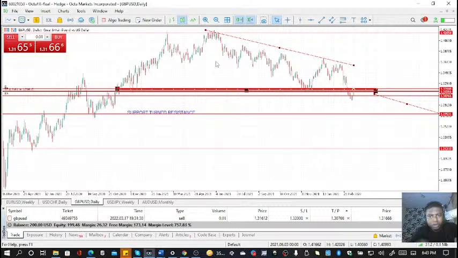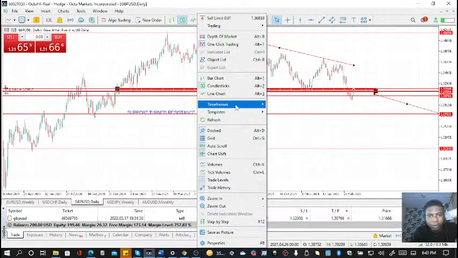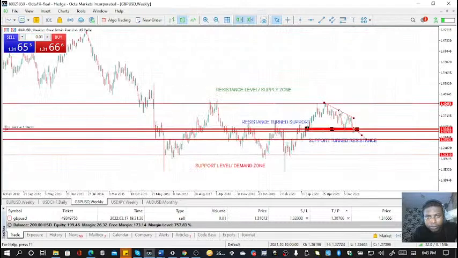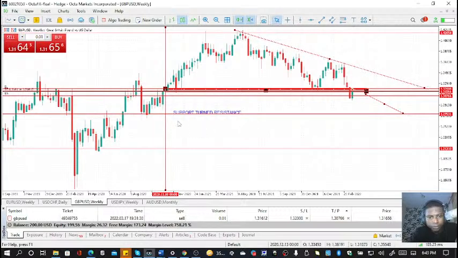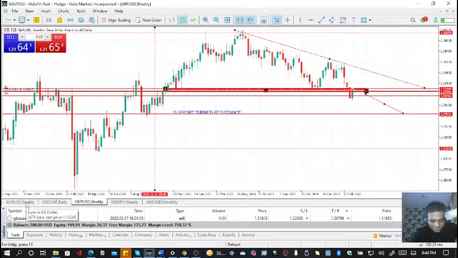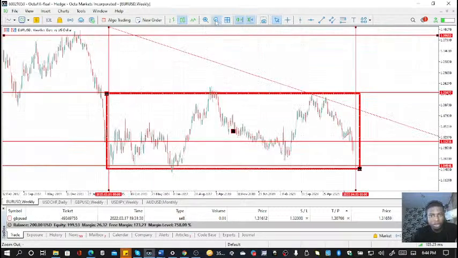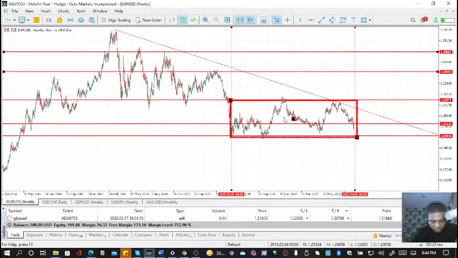All right, so when I was talking about that of 2015, that was Euro USD. The triangle I was talking about was on the Euro USD, as you can see here. That was Euro USD.